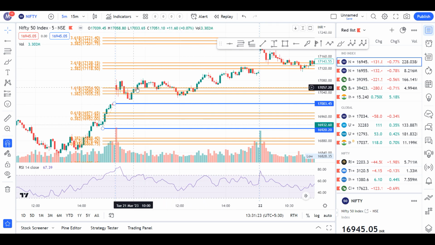So in this scenario, if you would have taken one trade around these areas, it would have hit your SL. But in these kinds of scenarios, I generally prefer to keep this as an SL.